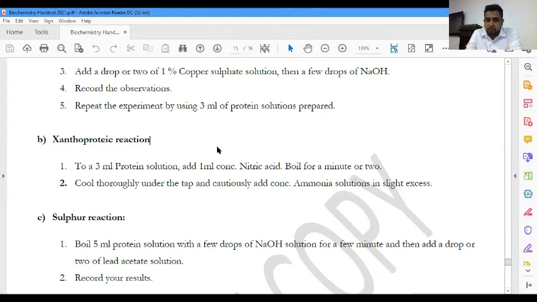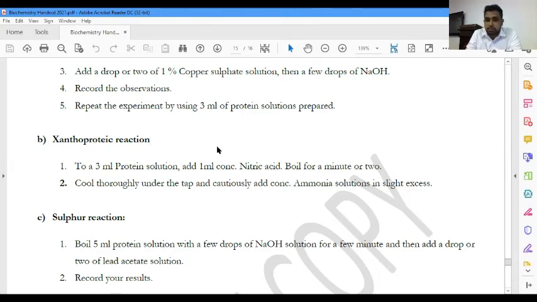The principle behind the Biuret test is that it will give positive results upon the presence of peptide bonds. Then what can you say? Will these amino acids contain them? I told you that we are going to test an amino acid solution. Do amino acids usually contain peptide bonds? If it's a pure amino acid solution, there cannot be peptide bonds. So for all proteins, yes, the Biuret test will give positive results, but for amino acid solutions, it may not.